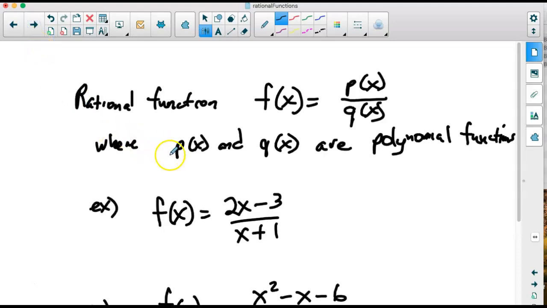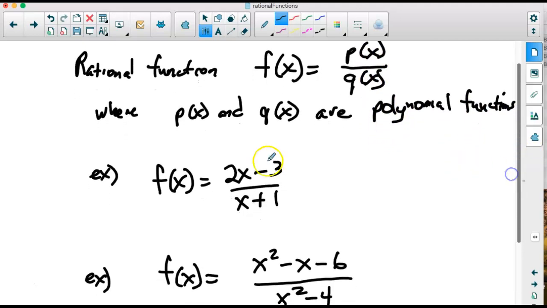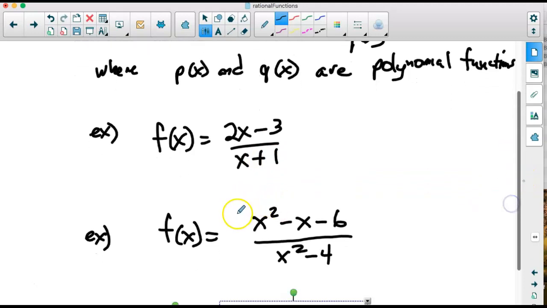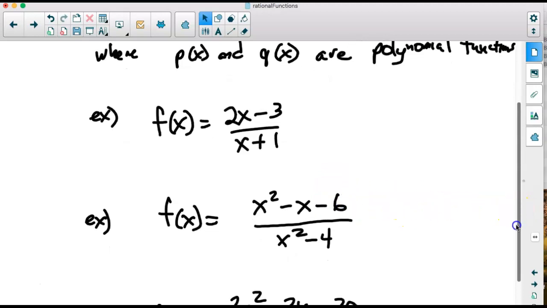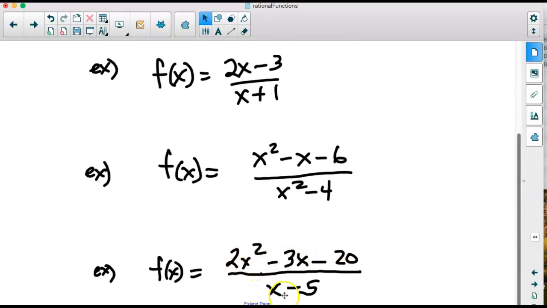Okay, so the definition of a rational function is a function where we have a p of x function and a q of x function divided, and those two functions are going to be polynomial functions. So I've given you some examples here. Here's a linear function over a linear function. Okay, so that's a rational function. Here's a quadratic function over a quadratic function. That's also a rational function. And here's a quadratic over a linear, and that's going to be a rational function as well.